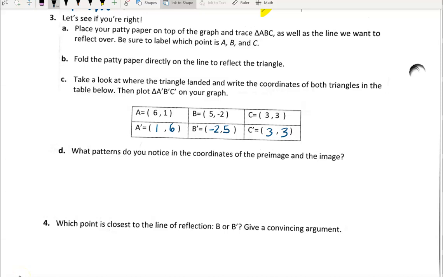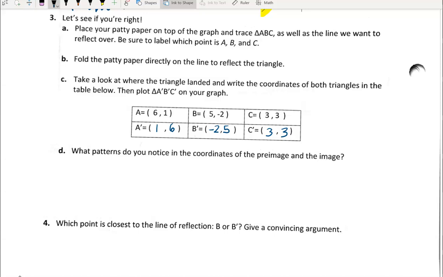Okay, welcome back. Hopefully you were successful in your task and you filled in the coordinates and they match with the ones that I've had. And here for A prime it should be 1, 6. For B prime it should be -2, 5. And for C, this one was on the line, so it doesn't have anywhere to be reflected. It stays where it is. C prime and C are the same spot at 3, 3.